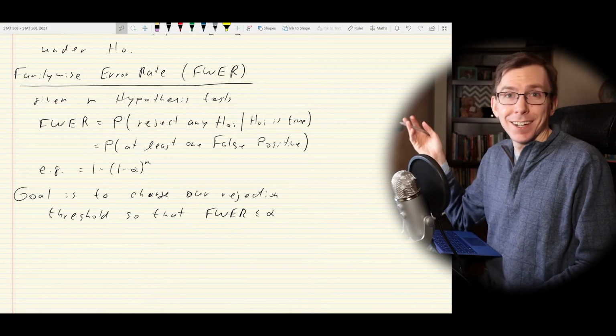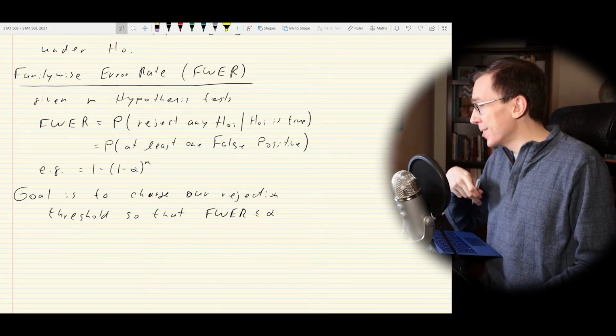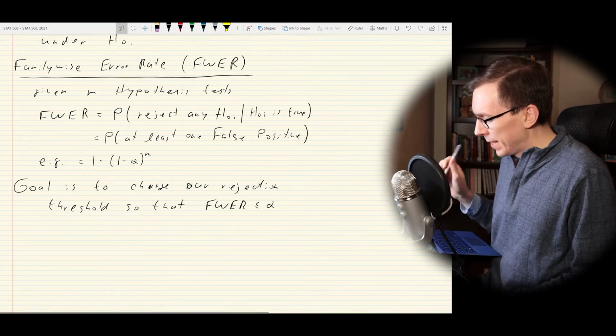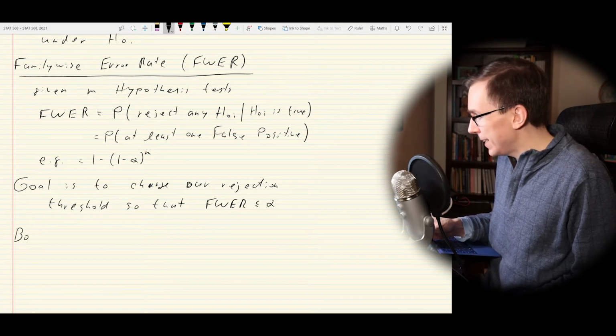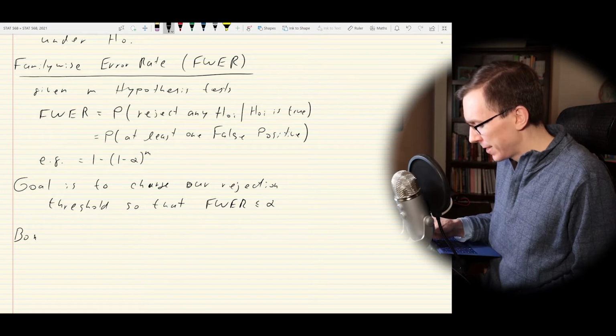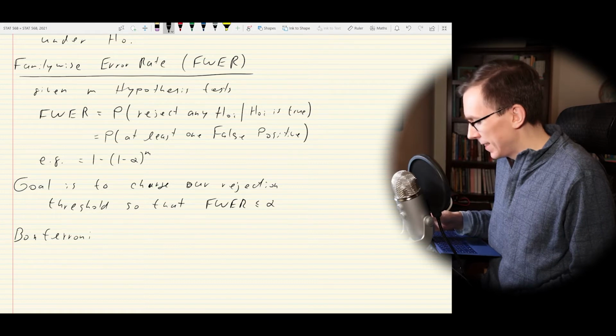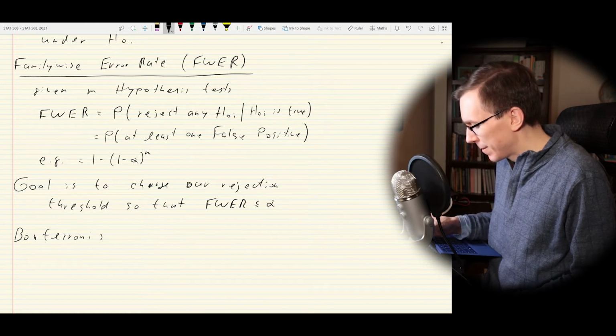And then there's a ton of ways to do that. So we're going to go through and talk about them all. The first one we're going to talk about is we're going to return to the easiest and classic one, the Bonferroni, Bonferroni's method.